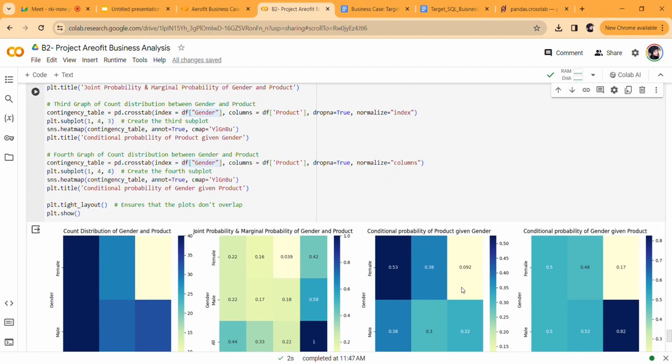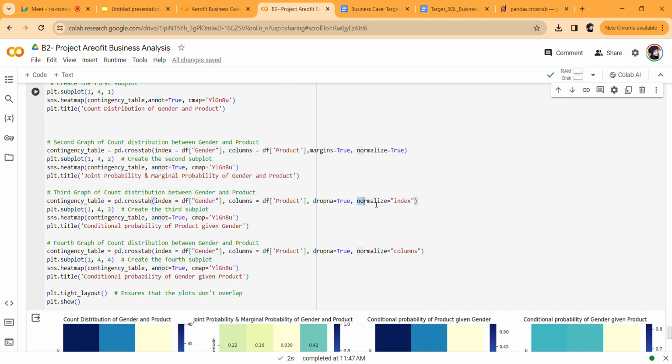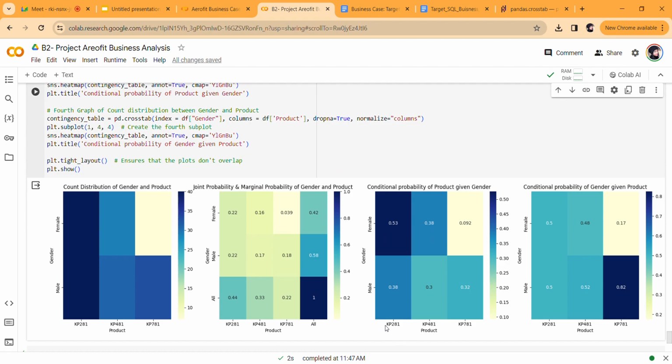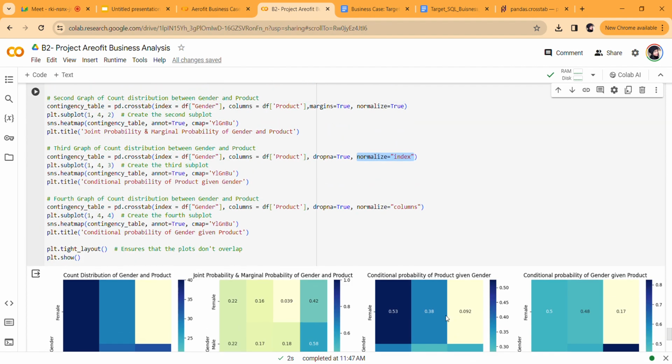But if you wanted to find the conditional probability, you have to specify either the index or the column. Here you can see in index I have mentioned the gender. So if we normalize on index, I am telling this graph, given that it is a female, what is the probability that they will purchase KP281? If they are female, what is the probability they purchase KP481? This is the meaning of this particular graph.